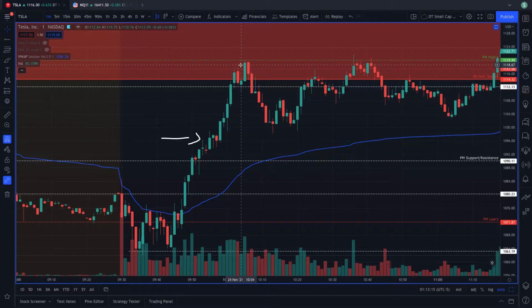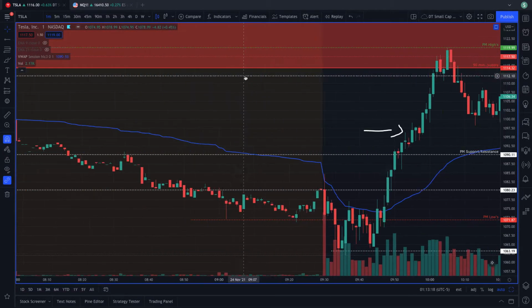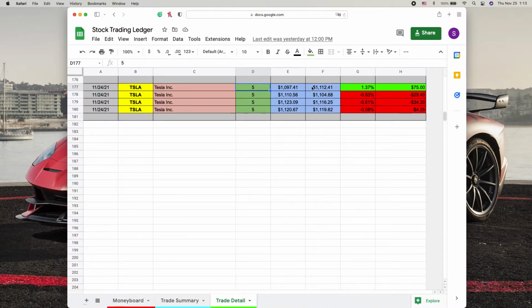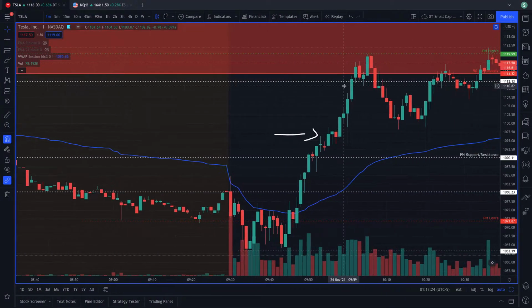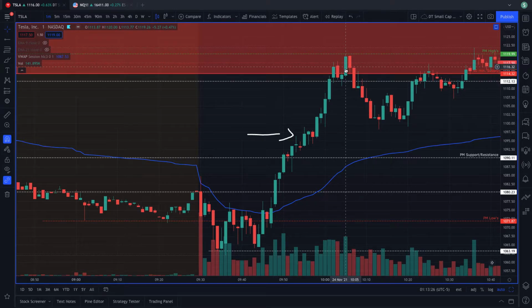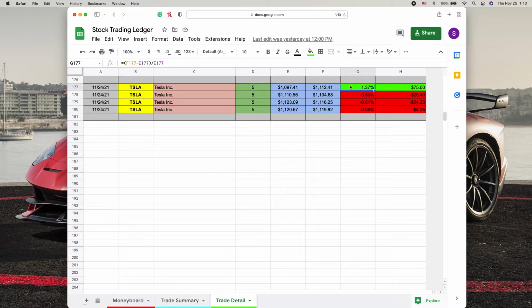Fortunately, it did not. So as soon as we rejected, I got out at 1112. Damn, I really missed. Oh man, I got out at 1112. Yeah, see, I got 1112. So I missed out on quite a lot of gains actually. Yeah, I missed out by $8. So 5 shares, so I missed out about $40. So I got out at 1112. Tesla couldn't keep its strength. It couldn't break pre-market highs, which is strong resistance. And I ended up locking in profits for 1.37% and a $75 gain.